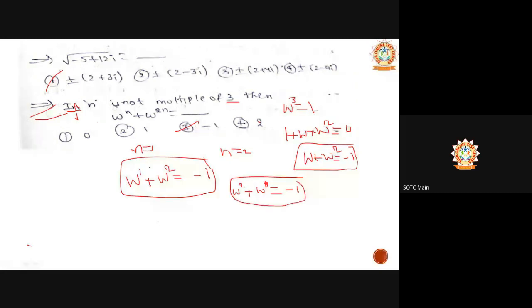They said not to take 3, but let us see what happens if you take n is equal to 3. Omega cube plus omega power 6. Now what will become? 1 plus 1, that is equal to 2. Omega power 6 is also 1, because omega cube into omega cube is 1. 1 plus 1, it is 2. In case of a multiple of 3, it will become 2. Clear?